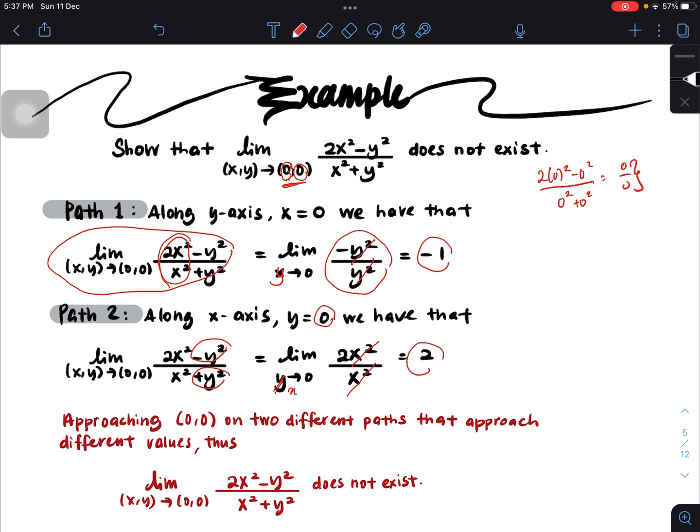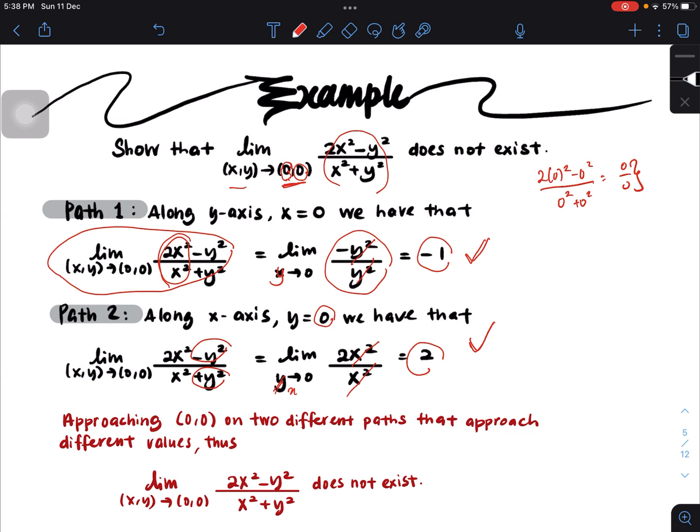Because this path and this path show the value of the limit is different, we do not need to find another path, another value. Okay, a path can be anything that relates to the function. But because we have shown that these two paths have different values, we can just conclude that the limit for this function when x and y approach 0, 0 does not exist.